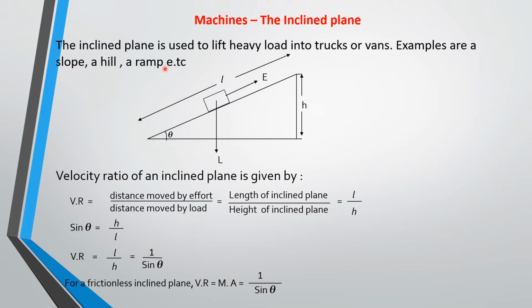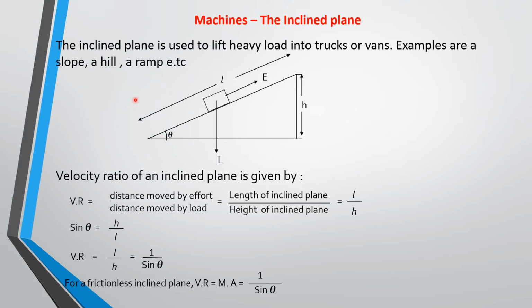So examples are slope, a hill, and a ramp. A ramp is used in a barge. So if you have seen a barge before, you see a ramp. Many barges have ramps. So these are different types of inclined plane.